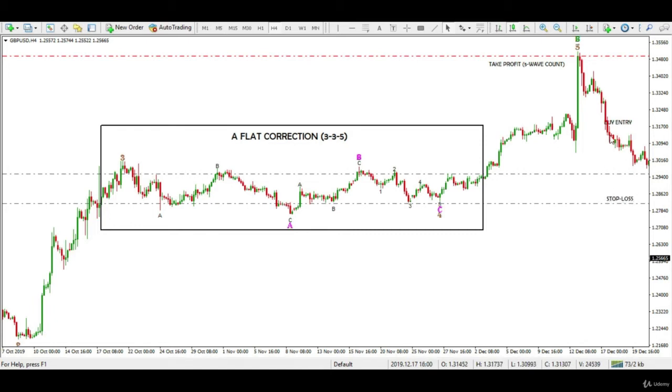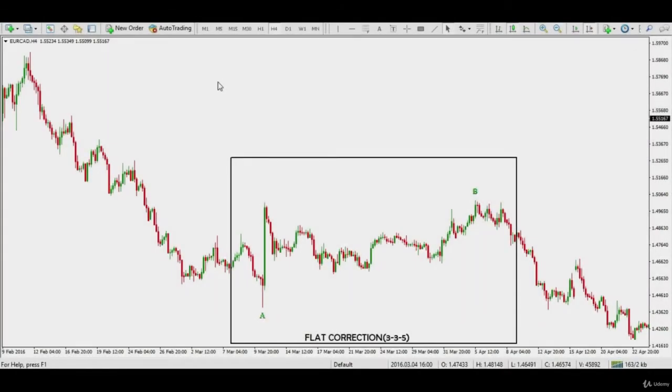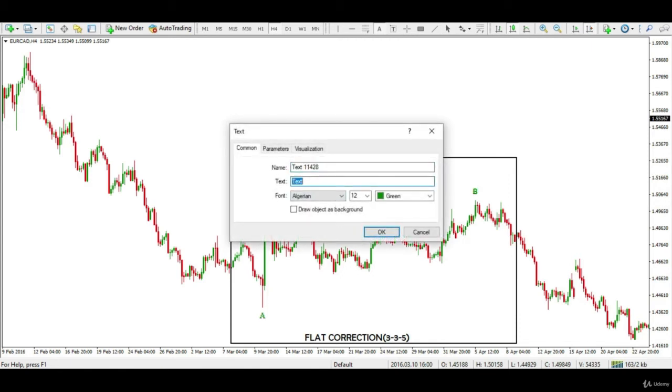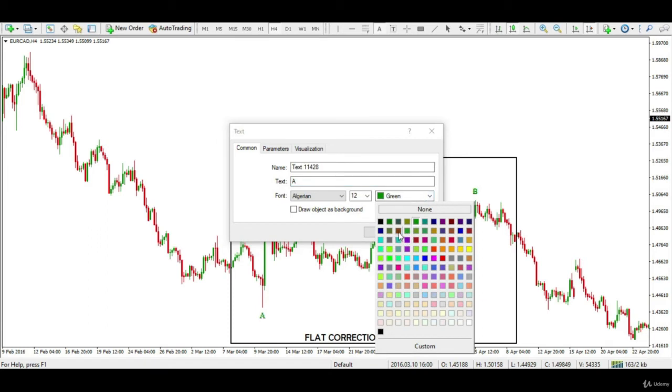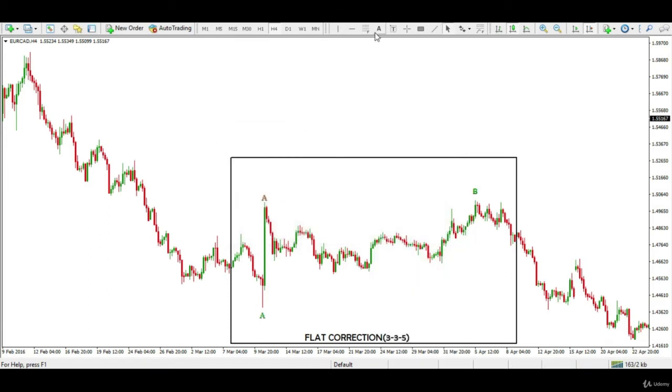This completes the wave analysis on this example, and now let's study another example of flat correction. The second example of a flat correction is on Euro Canadian dollar on a 4-hour chart in a bear market. Also notice that this flat correction was a part of wave B in an ABC sequence. Once again, we label the 3 major waves in this correction.